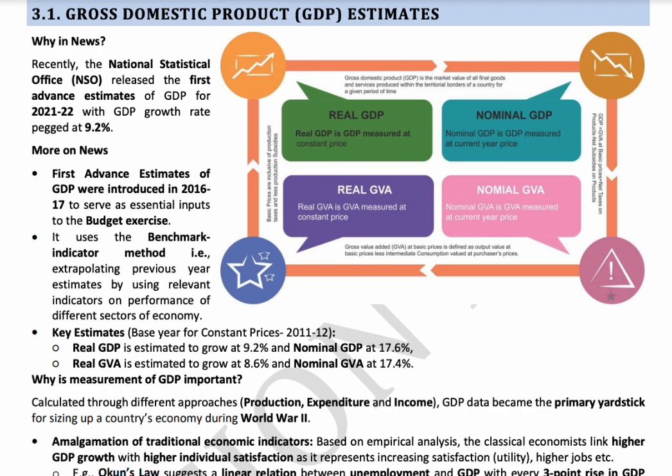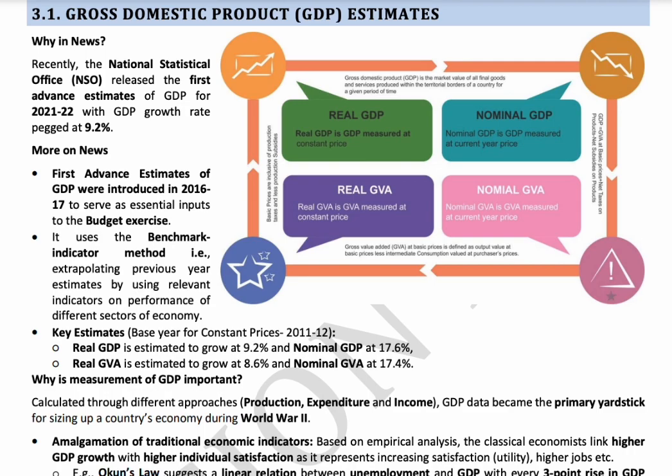So the GDP is the market value of all final goods and services produced within a country for a period of time. So in GDP we have two types. One is real GDP and the other is nominal GDP. So these both are linked with inflation or change in the value of rupee. In simple terms, the real GDP is influenced by inflation and the nominal GDP is not influenced by inflation.